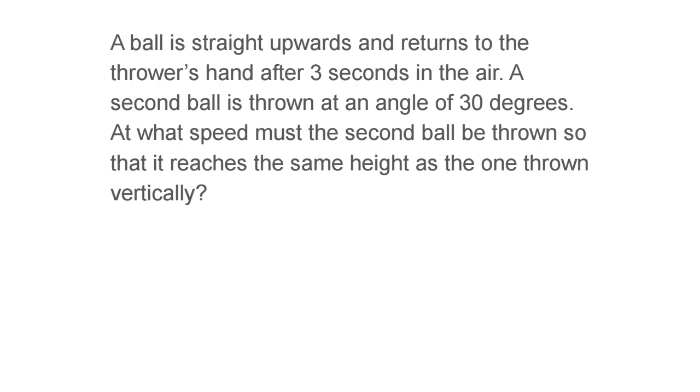On to our next problem. A ball is thrown straight upwards and returns to the thrower's hand after 3 seconds in the air. A second ball is thrown at an angle of 30 degrees. At what speed must the second ball be thrown so that it reaches the same height as the one thrown vertically? So we've got to figure out how high up that first ball goes.